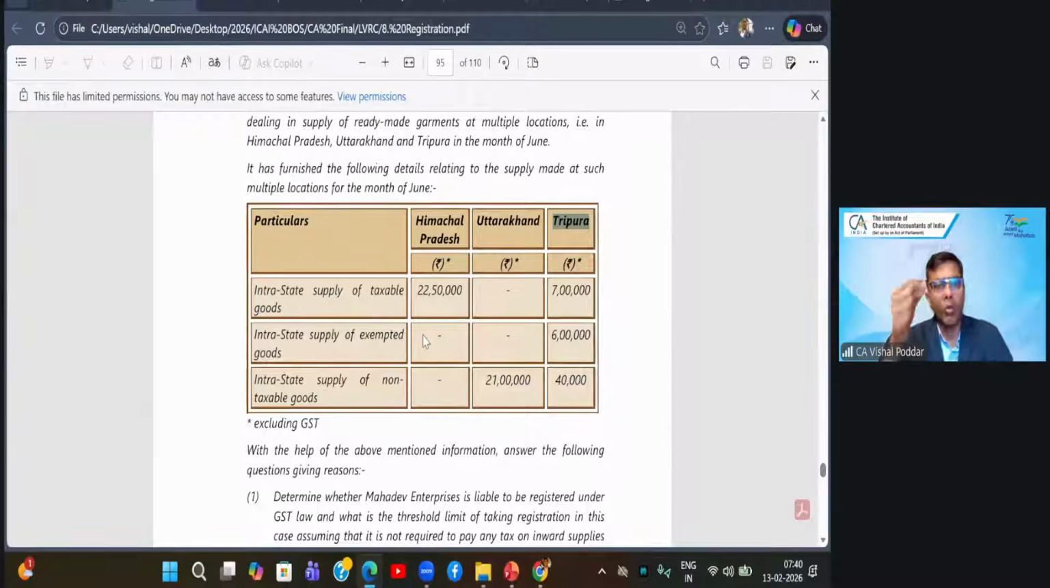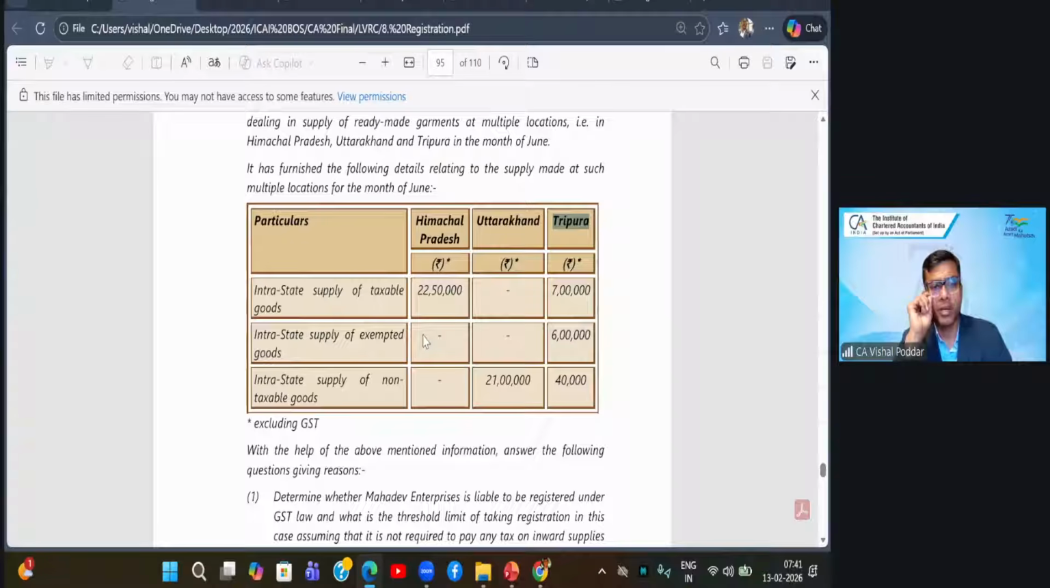in these states. However, now important, the requirement of law is that once you are required to take registration in one state, you have to compulsorily register in all other states from where you are making taxable supply. Hence, in this case, even though the turnover limit from the perspective of Himachal Pradesh is not crossed, because Himachal Pradesh has the limit of 40 lakhs, but since you are required to take registration in Uttarakhand and Tripura, hence you will also be required to take registration in the state of Himachal Pradesh. This is our answer.